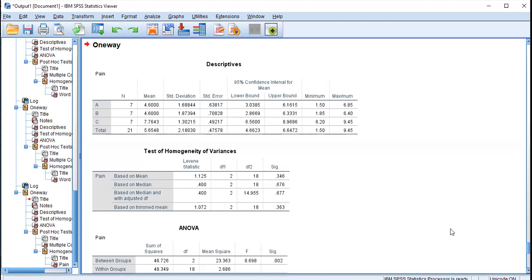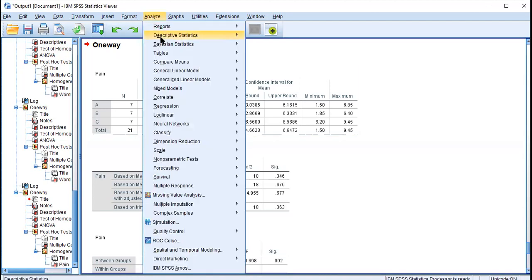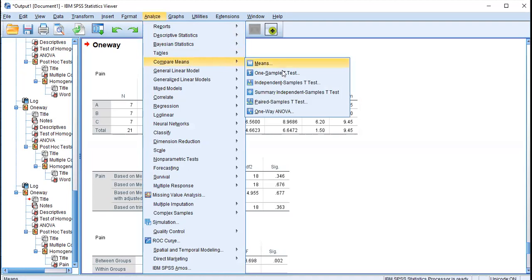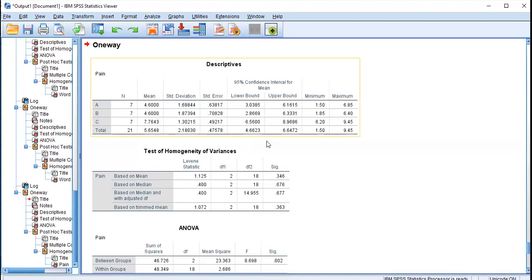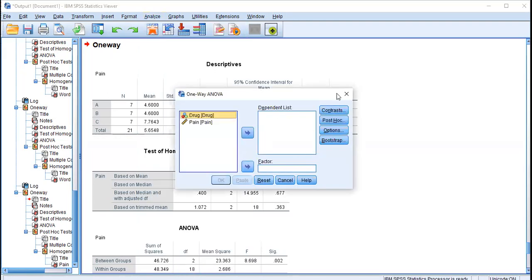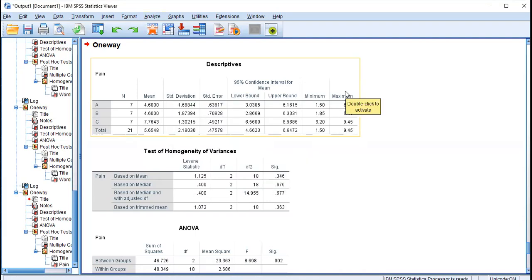So coming back to the steps again for you, I'm moving to Analyze, Compare Means, and then going to One-Way ANOVA and just doing Reset over here. So that's done. I'm just taking care of all the steps that we need to follow when we are conducting one-way ANOVA.